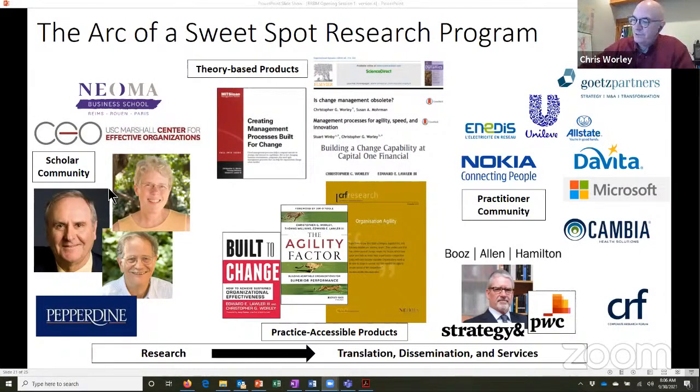I put Tom's picture there because over the course of the arc of this research, Tom worked for Booz Allen Hamilton. Booz Allen Hamilton split, became Strategy and. Eventually Strategy and got bought by PwC. So during the arc of this process, Tom's role changed, and his employer changed through acquisitions and splits and things like that. And that's part of the context of doing this work.